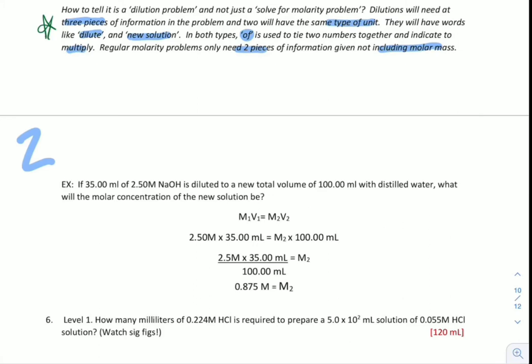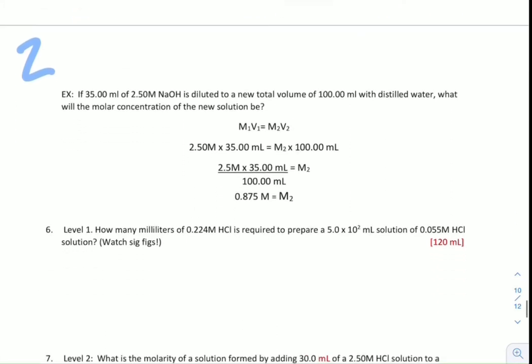So, example problem. This is what I do with these. So we have this volume. I know it's volume because it's in milliliters. So volume, and I'm just going to say 1 because I'm starting the problem. See how we have this "of" word? It ties those guys together. That's our molarity, 35 of this kind of molarity. See the "is diluted to" word right there. New volume, again, it's dilution. And then here's volume 2.